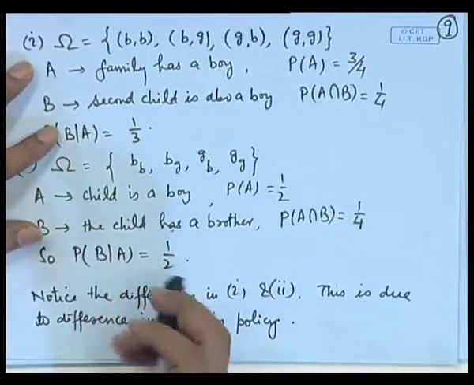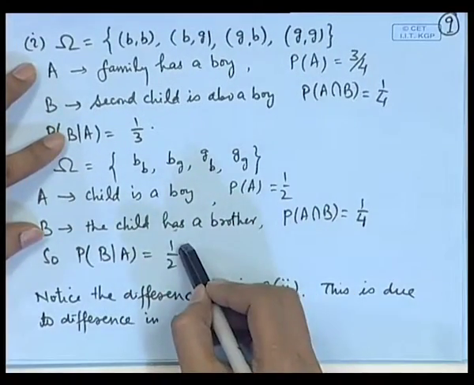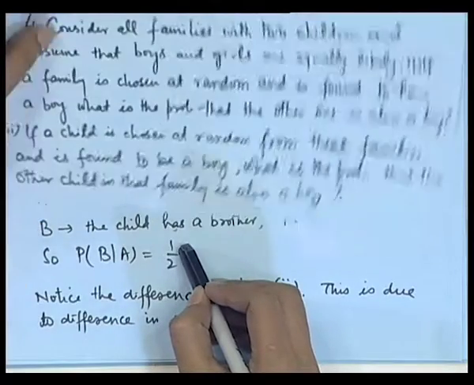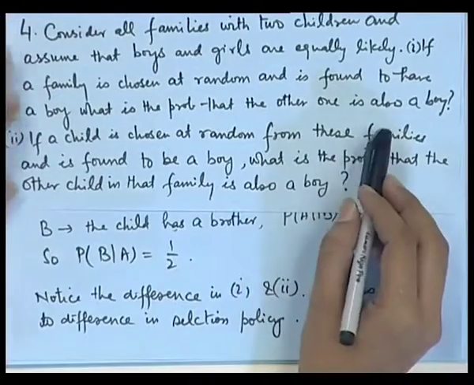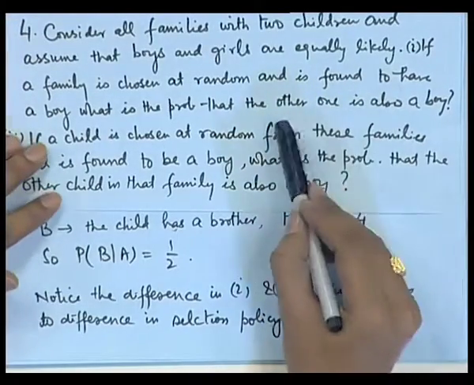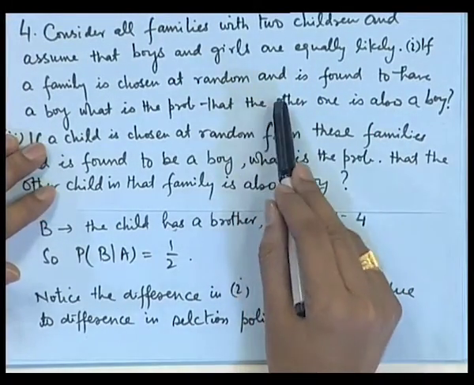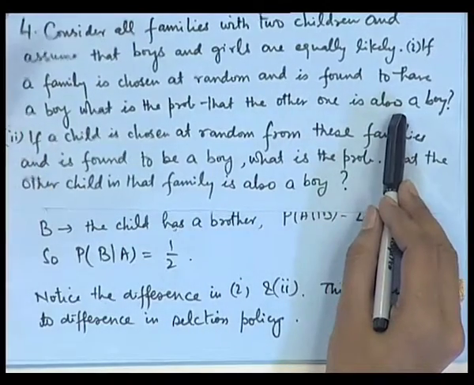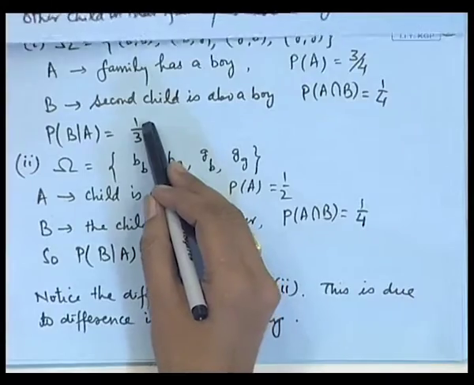So, probability of B given A becomes half. Notice here, the answer in the beginning may look to be the same. If a family is chosen at random and is found to have a boy, what is the probability that the other one is also a boy? We are getting the answer as 1 by 3.